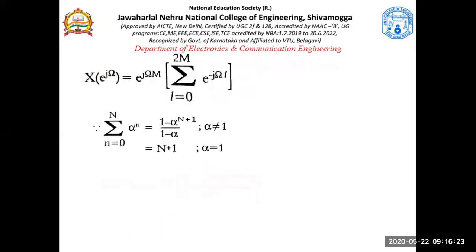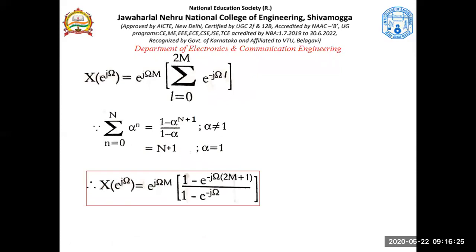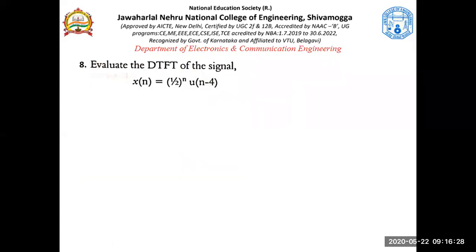Fine. Now let's move on to another problem. This is x of n equals half power n u of n minus 4. So can anybody tell me the range of this signal? What is the range of this signal? There are two functions of n. One is half power n, another one is u of n minus 4. So when there is already a function of n, these u of n's or the shifted versions of u of n's would act as the range defining functions.